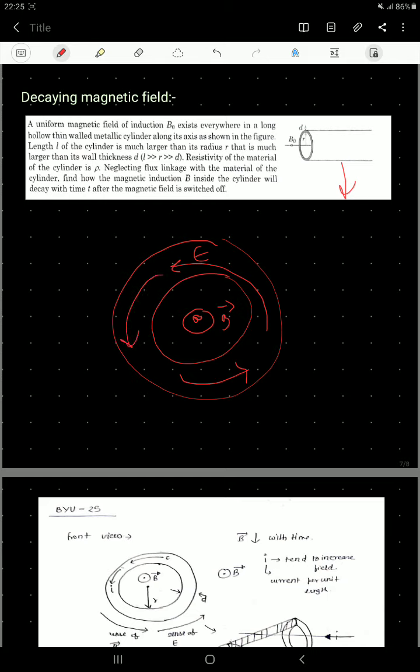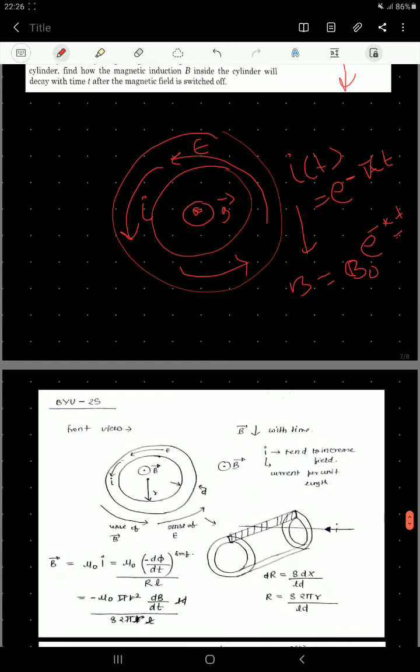Now since the electric field is in this sense, current would be produced in the same sense. The current will be a function of time. It would decay as a function of time, e to the power minus kt, something like that. And so the field would also be a function of time and would decay as an exponential function, e to the power minus kt type of function. So in this problem we need to find that only. Now you can visit Akash sir's channel for the second method of this problem. I have been discussing it with another method and other types of diagrams.